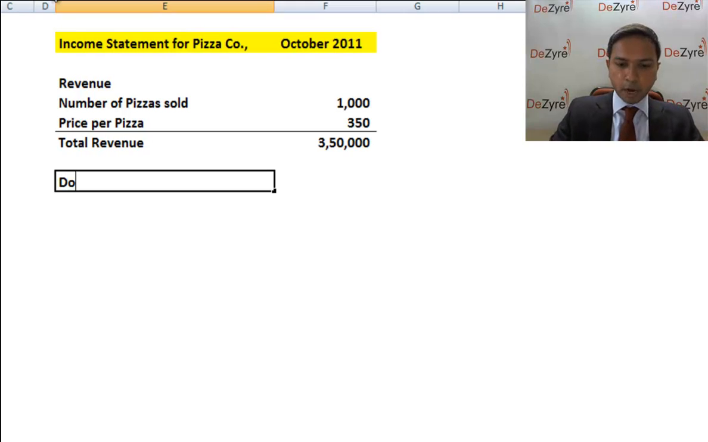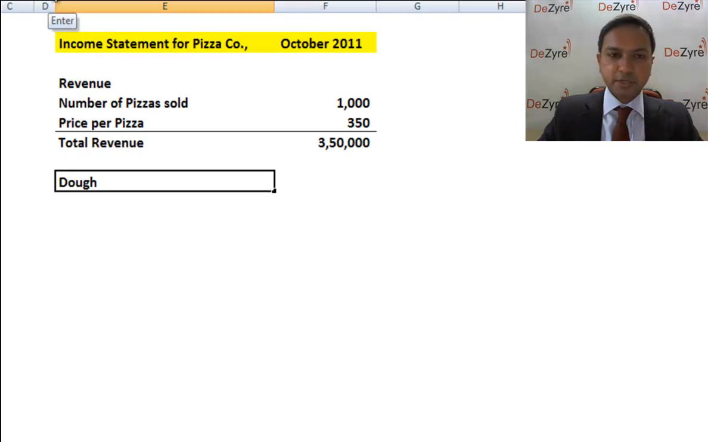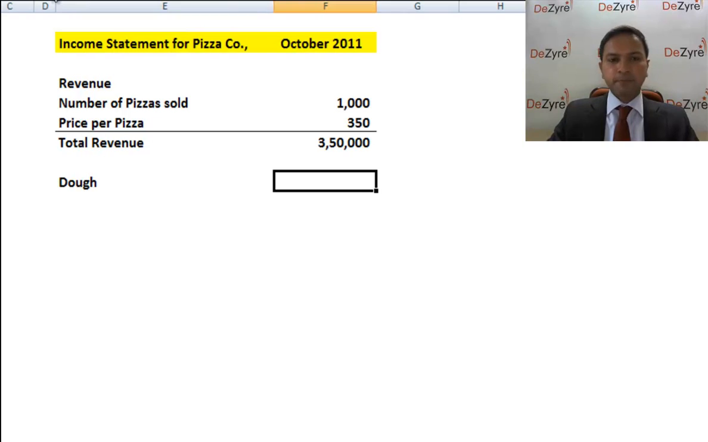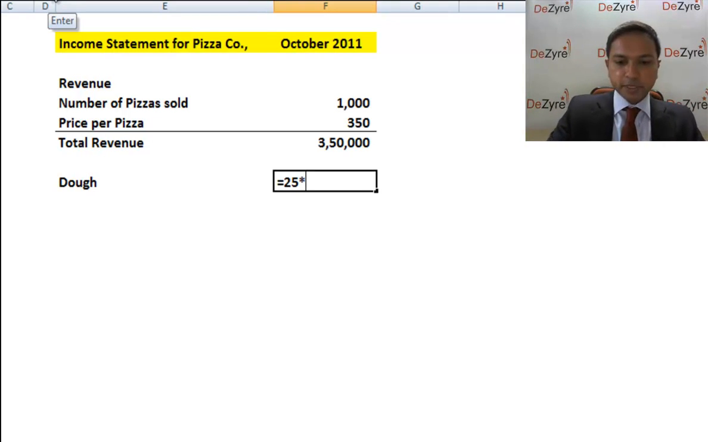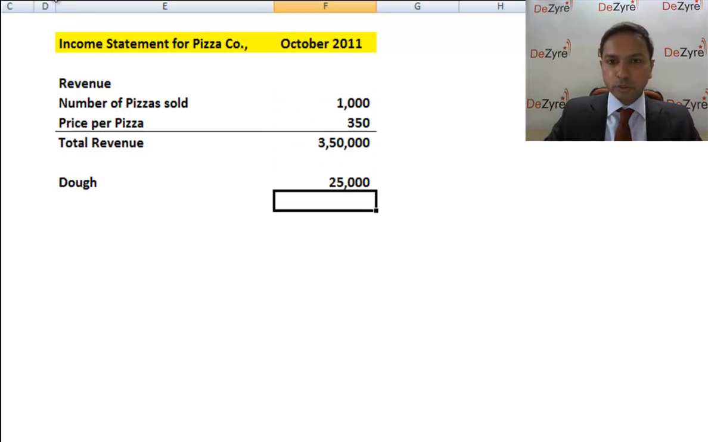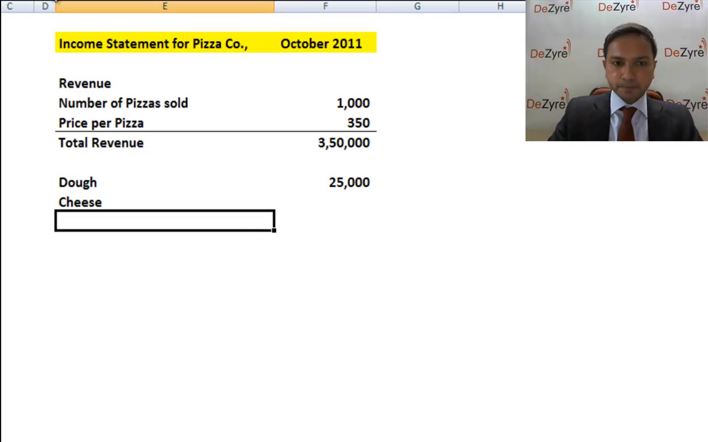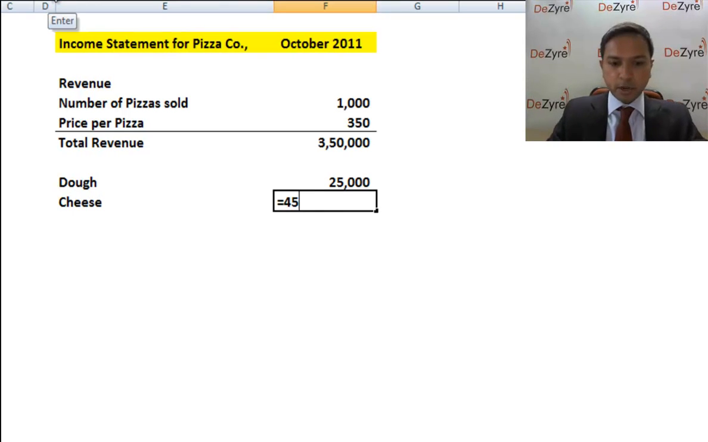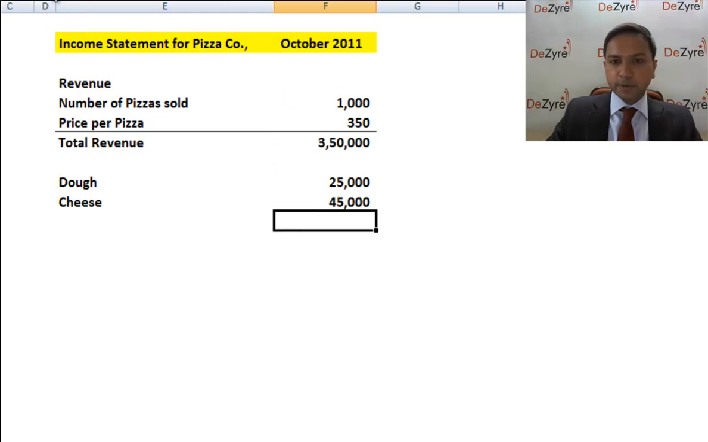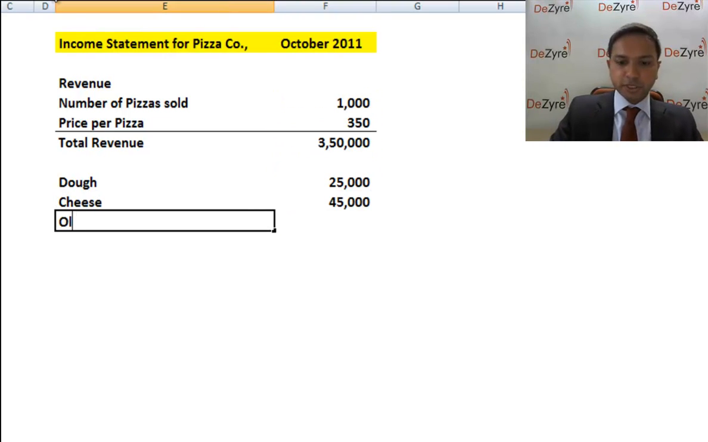So, for example, I'm not a chef here, but I'm going to try my best to attempt what goes into a pizza. There is the dough, which gives you the whole crust, the thin crust, thick crust, Chicago crust, whatever. The dough, and let's say it costs 25 rupees per pizza for the dough. So 25 times 1,000 is 25,000 rupees you spend on making 1,000 pizzas. Cheese. So let's say it's about 45 rupees per pizza you spend on cheese, so 45,000 rupees on cheese.